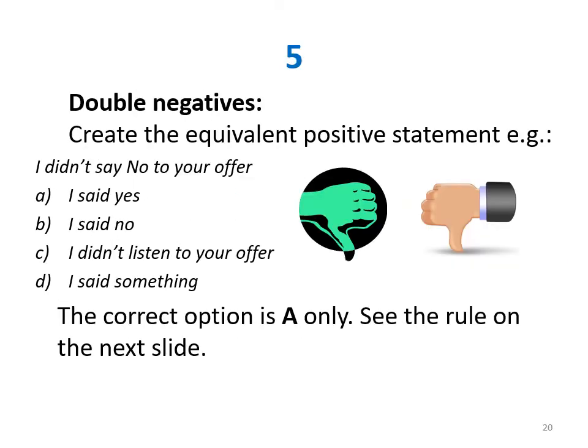Number 5, double negatives. Create the equivalent positive statement. I didn't say no to your offer.